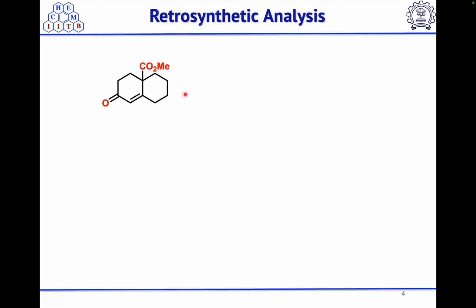So what it has is a 6-6 fused ring, and on the left hand side it has the alpha beta unsaturated ketone, and you have another ester at the ring junction, right? So this is a fused 6-6 ring, with alpha beta unsaturation with respect to this ketone. How can you plan to synthesize this molecule? Then we have to do a retrosynthetic study. So the first retrosynthetic plan is like this.